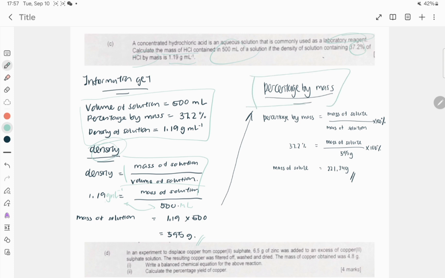So the percentage by mass is equal to mass of solute, and we need to write out the equation first and then times 100%. Remember, this 100% is very important because it is in your equation. The information we already have over here, we can simply sub inside, and then we'll get a final answer for the mass of solute of 221.34 gram.